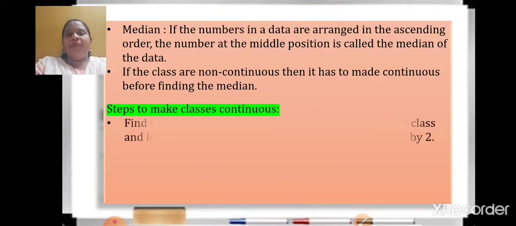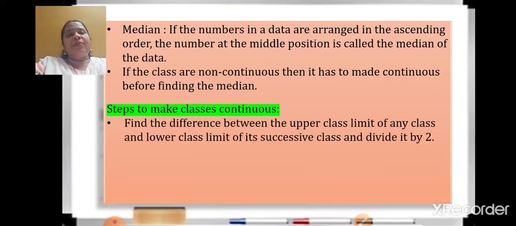The first step is, find the difference between the upper class limit of any class and the lower class limit of its successive class, and then divide it by 2. What do I mean by that? Whichever class intervals are given to you, suppose 5 or 6 class intervals are given, you take the first and the second, second and the third, third and the fourth successive classes. You find the difference between the upper class limit and the lower class limit, but it should be the successive class. Whatever is the difference, you divide that answer by 2.